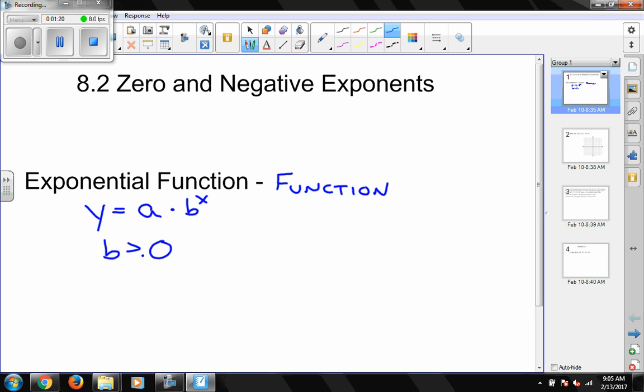The other thing is b cannot equal 1. If b equals 1, you end up just graphing a line because 1 multiplied by itself, however many times you want to try, is still going to be 1. So you just end up with whatever that a value is.